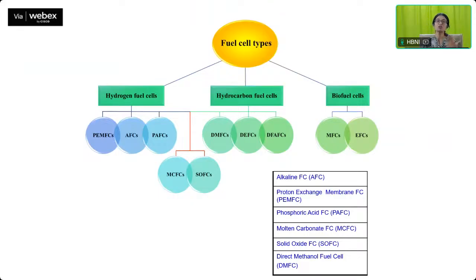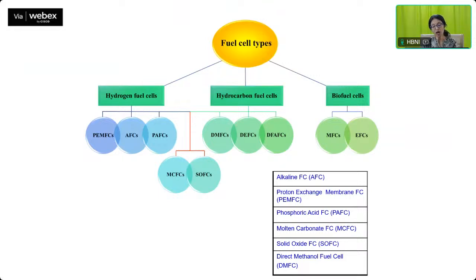The alkaline fuel cell is named because of the electrolyte you are using. Then you have PAFC, the phosphoric acid fuel cell. This is also a hydrogen fuel cell. And along with it, you have the molten carbonate fuel cell and the solid oxide fuel cell, which are MFCF and SOFC respectively. So these all are hydrogen fuel cells, basically using hydrogen as a fuel.